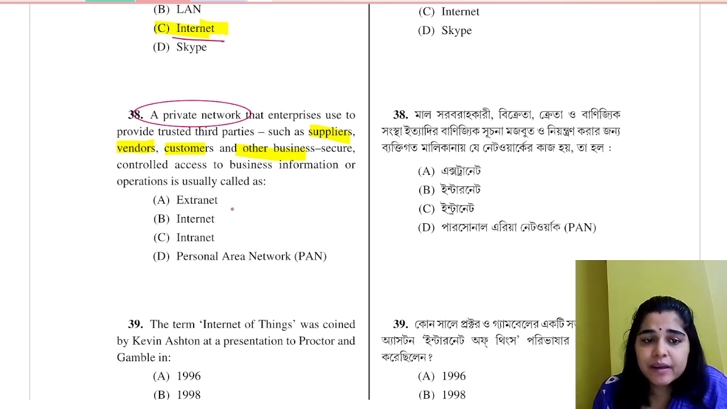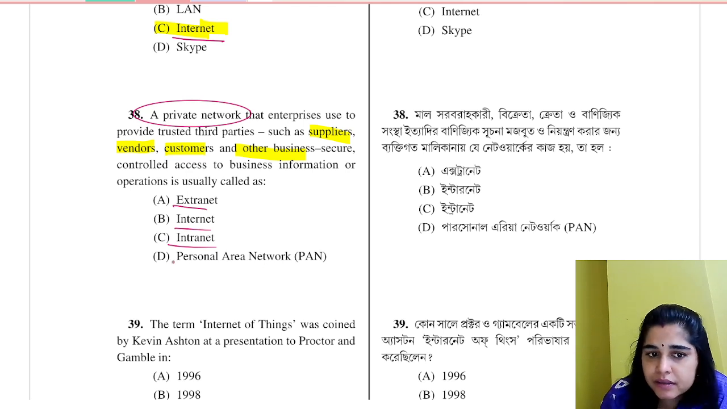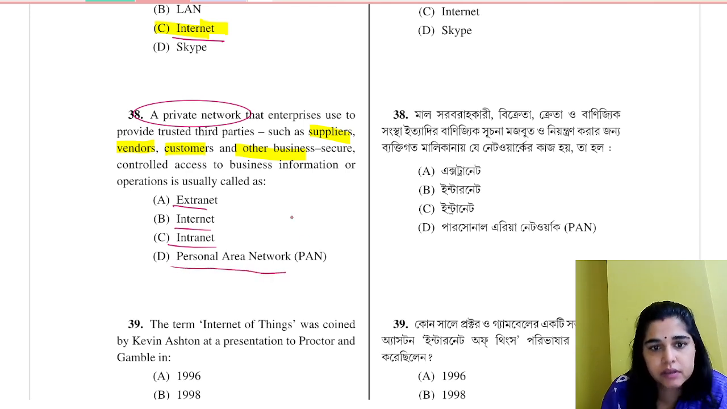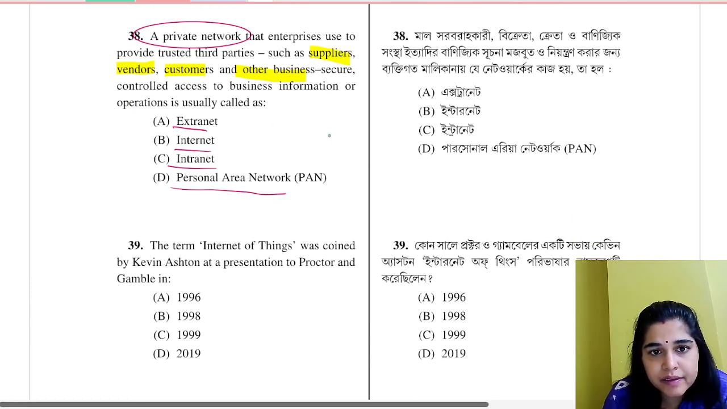Look, three terms are given: the extranet, intranet, and the internet. I will explain a little bit. And this is PAN, that is personal area network. The full form is important. So look here. I want to insert a page, but I'm not getting the option. But I will explain here.